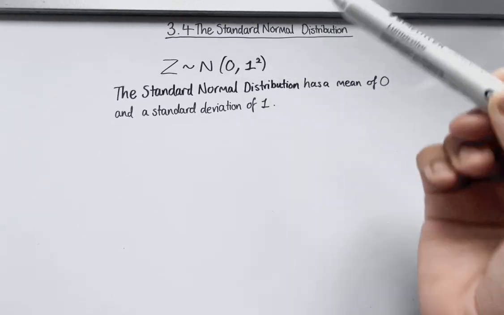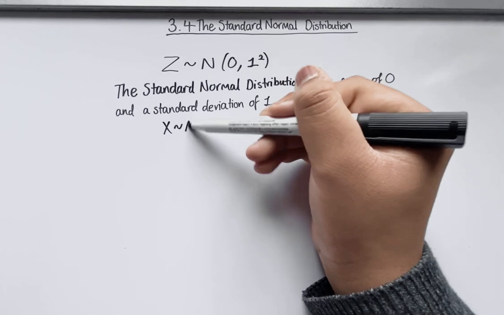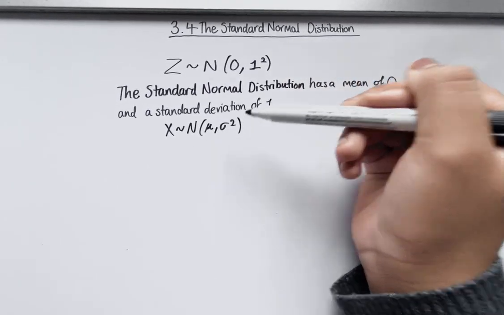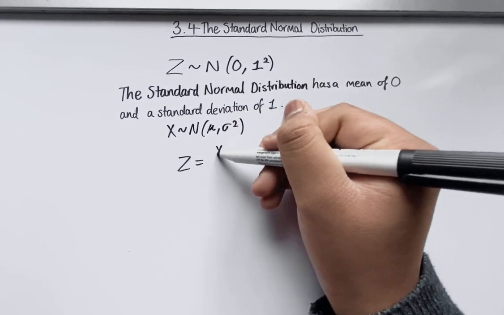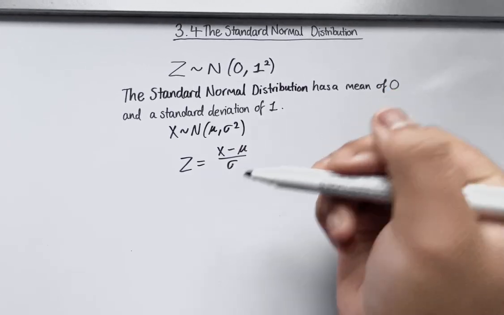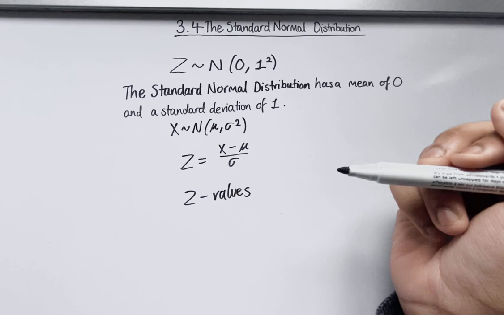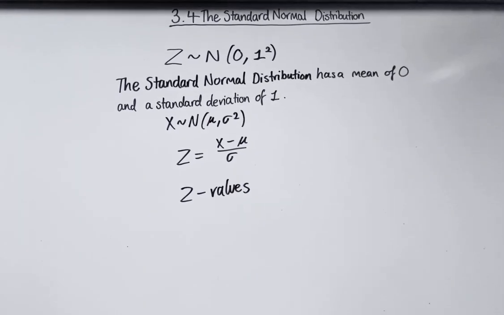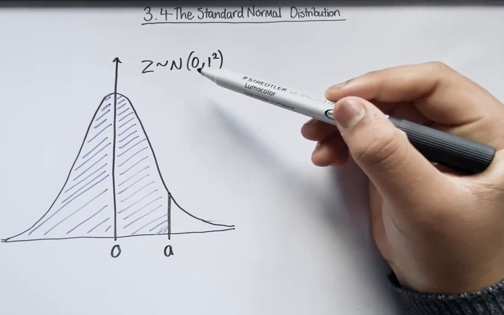deviation of 1. You can code the data if X follows the normal distribution with a mean mu and a standard deviation of sigma. You can code it with the formula Z is equal to X minus mu over the standard deviation. The resulting Z values will follow the standard normal distribution with a mean of 0 and a standard deviation of 1. For the standard normal curve, Z follows the normal distribution 0, 1.